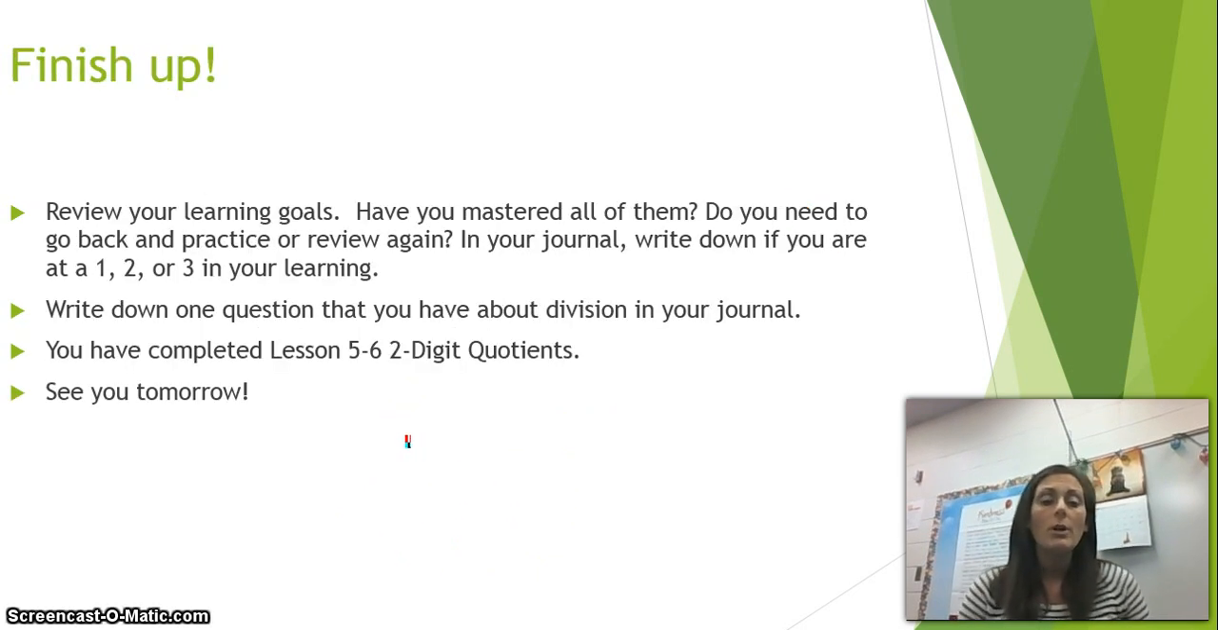Now finishing up, you're going to review your learning goals. Have you mastered all of them? Do you need to go back and practice or review again in your journal? Write down if you are at a 1, 2, or 3. Write down one question that you have about division in your journal, if you still have any questions. And now you've completed 5-6 two-digit quotients, and we will see you tomorrow.